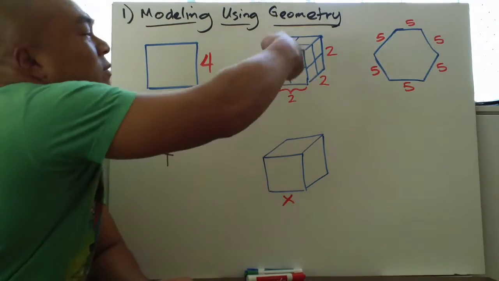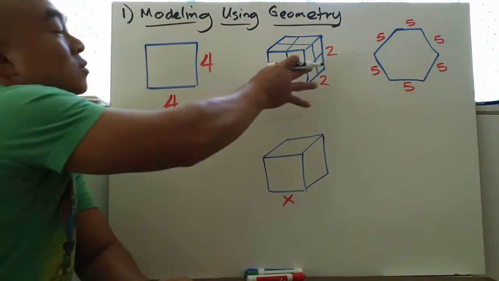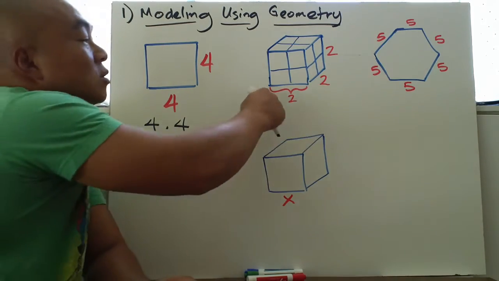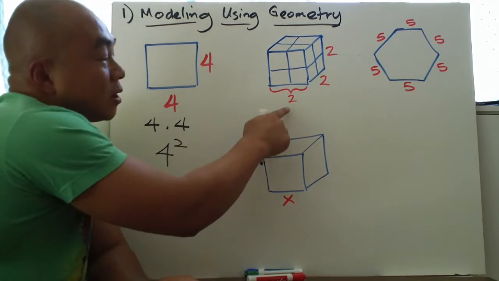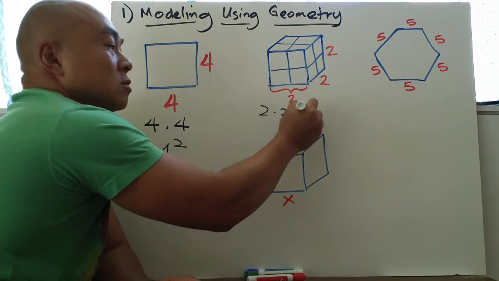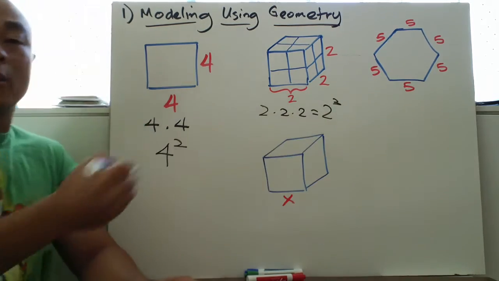Okay? Now let's look at something more three-dimensional, a 3D shape. I know it's still kind of flat because it's written on a flat board, but if you look at this particular shape, you have 3 dimensions: your length, your width, and your height. So here you have 2 times 2 times 2. If I were to write it out, 2 times 2 times 2 is 2 to the third power.